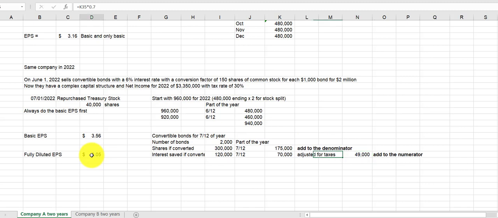So we come over here to our fully diluted earnings per share calculation. We take our original net income. We add in the 49,000 of interest we saved after taxes. We then divide that by the 940,000 shares outstanding for basic, plus the new shares that would have been issued because of the convertible bonds, adjusted for the part of the year that they were outstanding. So that's the process if a company has newly added dilutive securities.